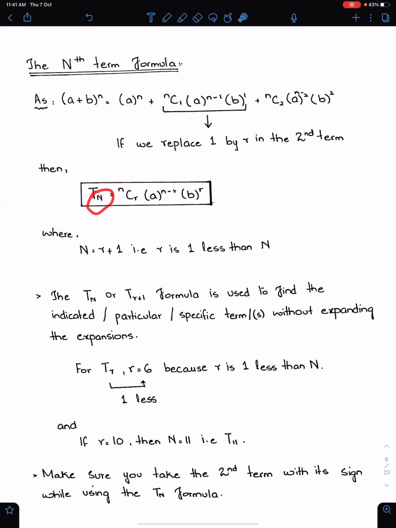where this n is r plus 1. That is, r is 1 less than n. It means if we have T7, then r should be 6 according to this formula: 7 is r plus 1, so r is 6. And if we have r is 10, then n must be 11, because according to this formula, 10 plus 1 makes 11.